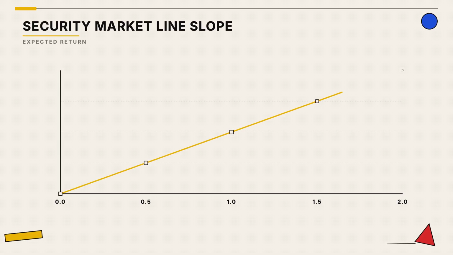This graph illustrates the linear relationship. As beta increases to the right, the required expected return must also increase to compensate the investor.